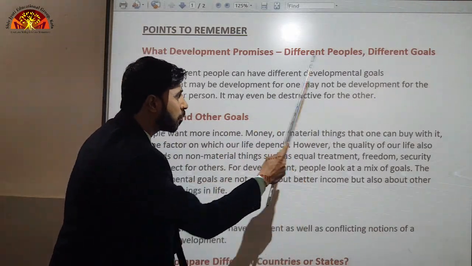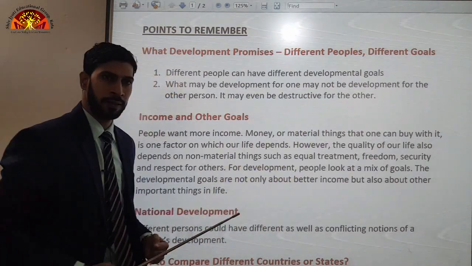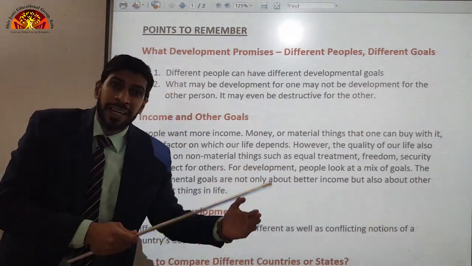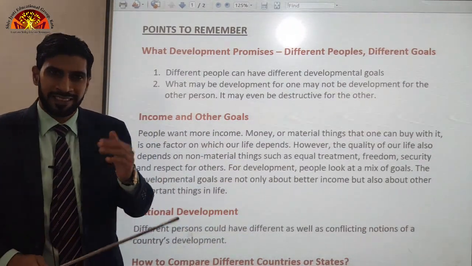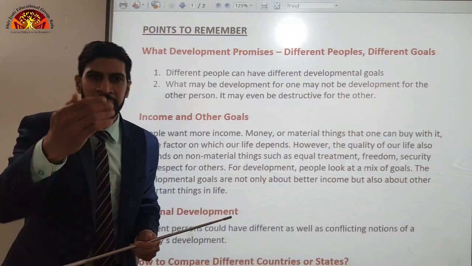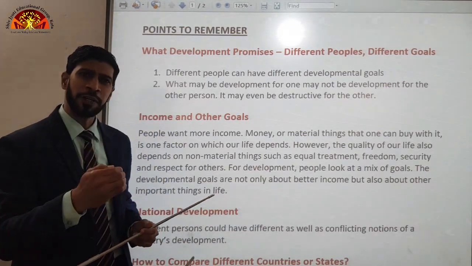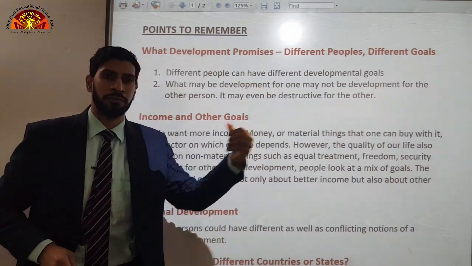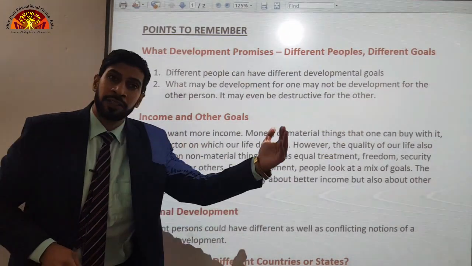Now we need to understand this point. That means sometimes development for one might be destructive for the other. किसी का development शायद किसी दूसरे के लिए परेशानी खड़ी कर सकता है. I will give you an example. Imagine government wants to build a dam. सरकार डैम बनाना चाहती है.